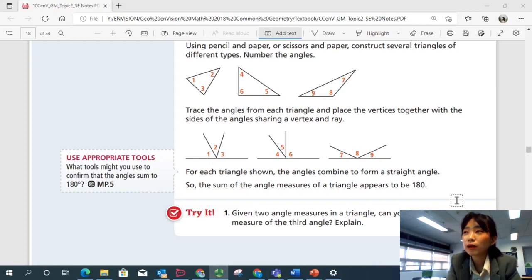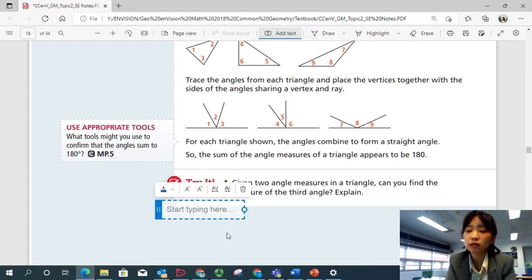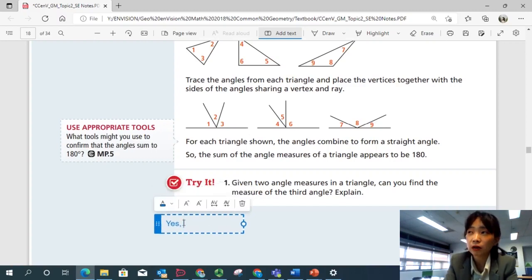So let's look at try number 1. Given 2 angle measures in a triangle, can you find the measure of the third angle? Explain. How could you figure out the measure of the third angle if you have 2 angles given already? First of all, can you find the measure of the third angle? Yes or no? Yes. How? Because if you know the measure of all 3 angles will add up to 180, you can subtract the 2 given angles and figure out the third angle, right?